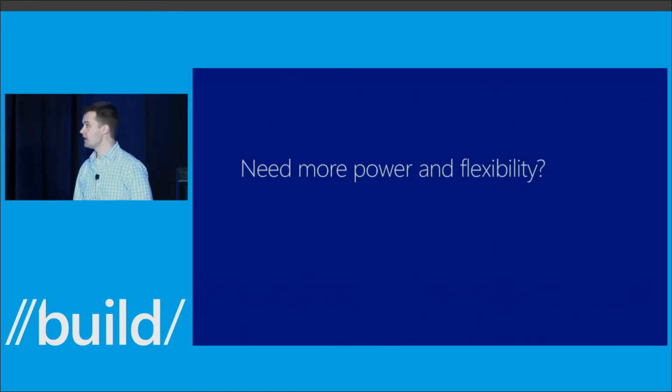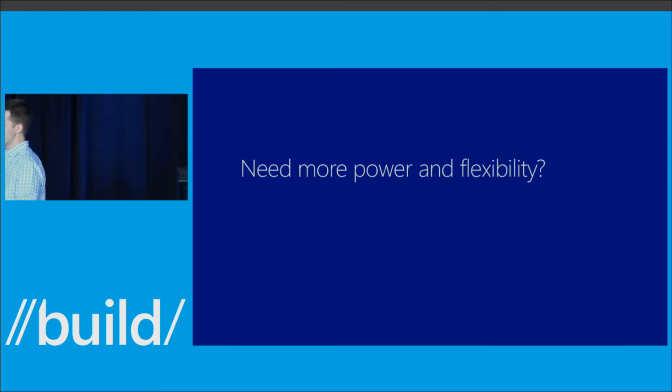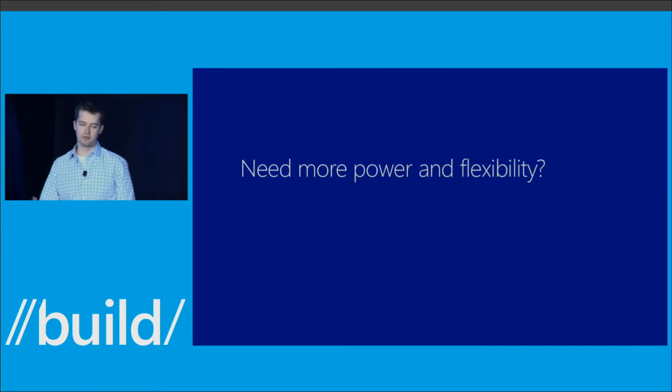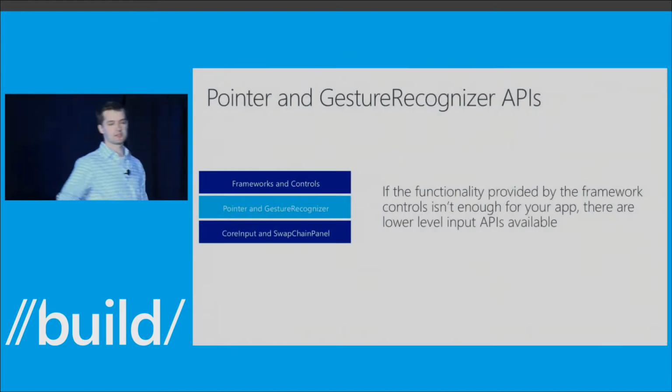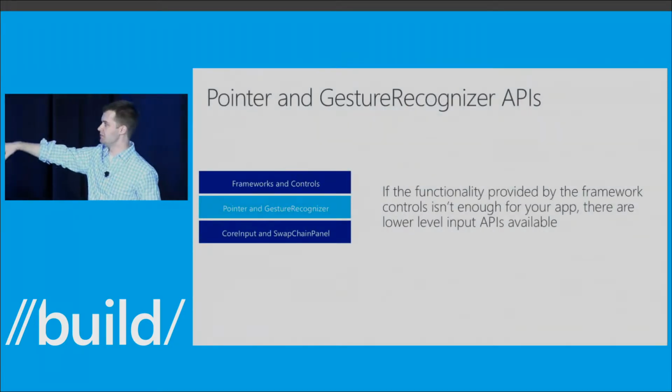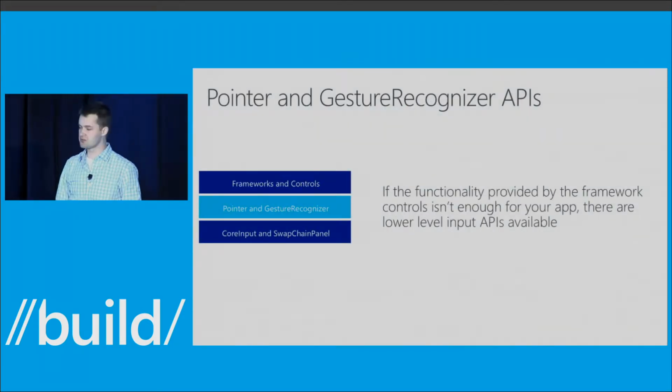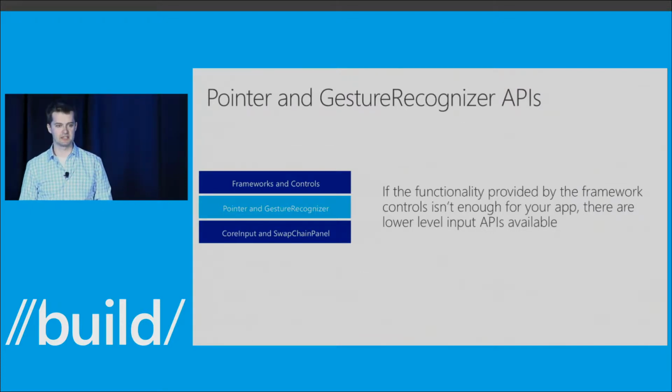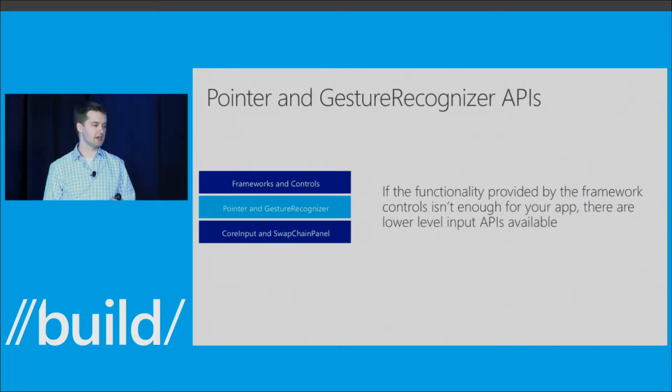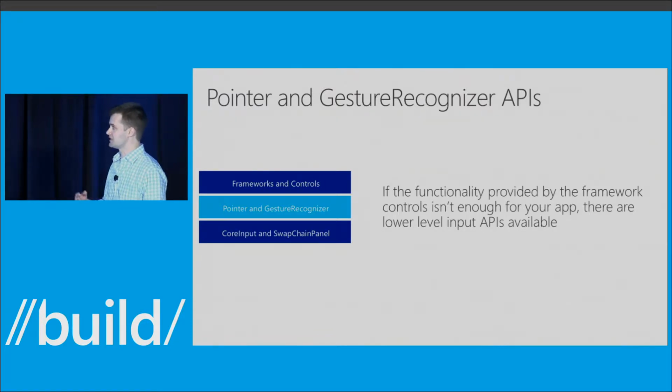So what happens when you need a little more power and flexibility? If what's built into the frameworks isn't what you need, where do you go? So this is the sort of second layer in the platform stack that we want to talk about. These are our sort of lower level APIs that give you more control over the raw data and gesture detection and other things like that. So these are really good for building custom controls or experiences that go beyond what you get for free.